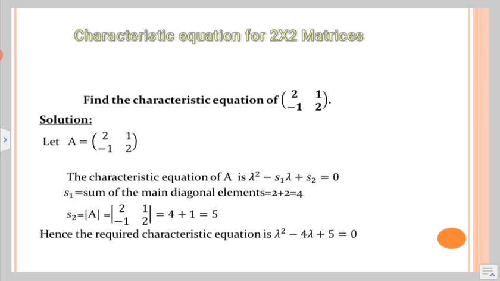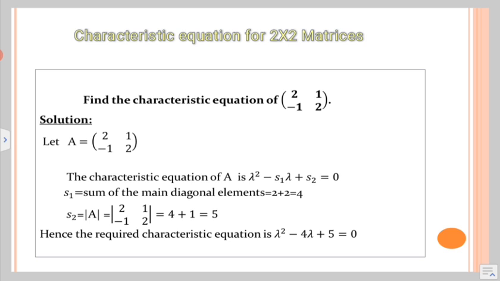S2. What is the coefficient S2? It is defined as determinant of A. You all might have learned in your higher secondary level how to calculate the determinant. So the determinant is calculated as 2, 1, minus 1, 2. On cross multiplying, we have 2 into 2, 4. Then minus of minus 1 into 1, which becomes plus 1. So 4 plus 1 equals 5.